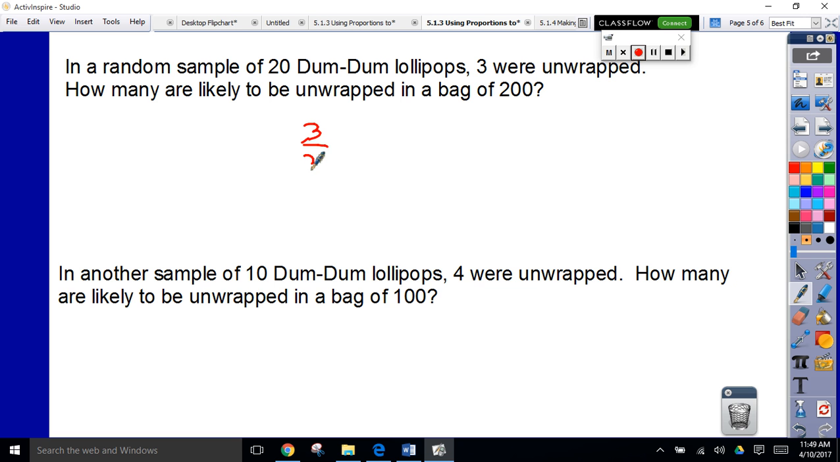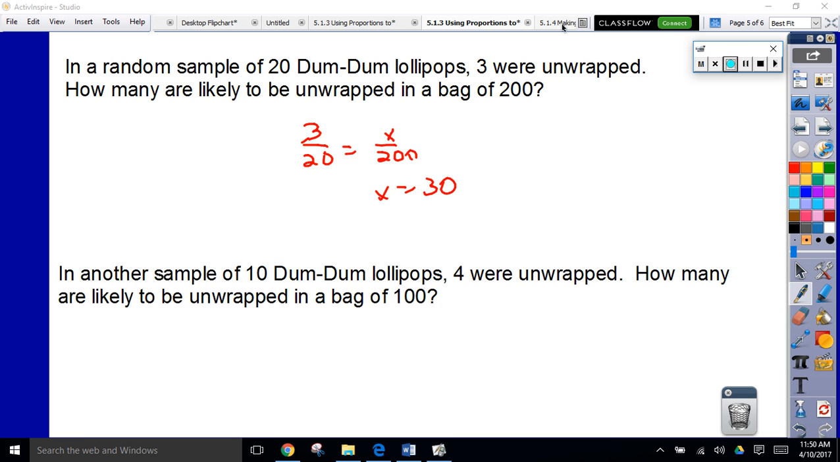Okay, so the answer to number 1, most people have this correct. You should have gotten 3 over 20 equals x over 200 and found that 30 lollipops were unwrapped. And then a similar proportion for the second one, and you should have found that 40 lollipops were unwrapped. Okay, great job. You guys see why you didn't really need to spend a whole class on this lesson, because you already know what you're doing.